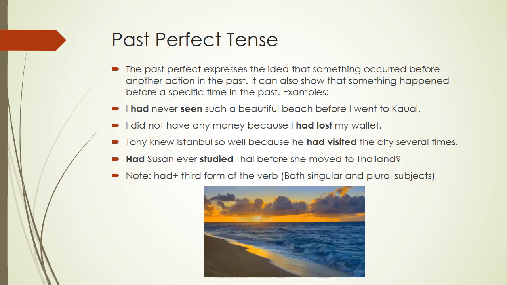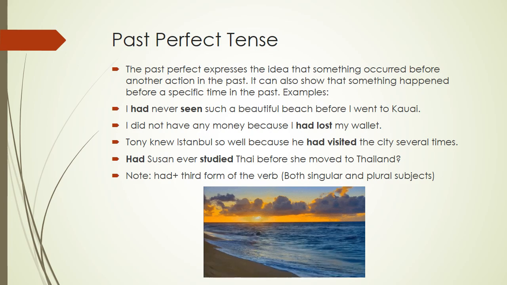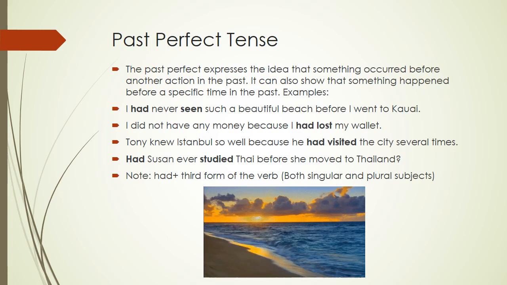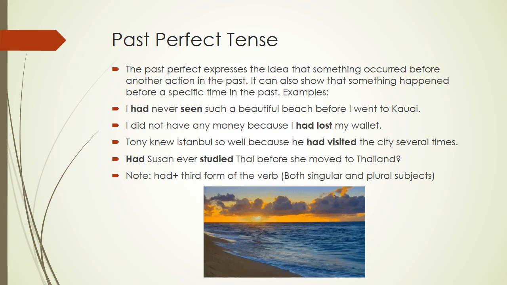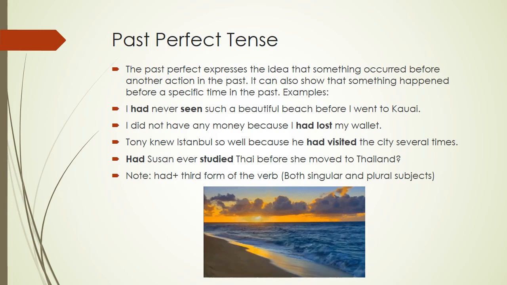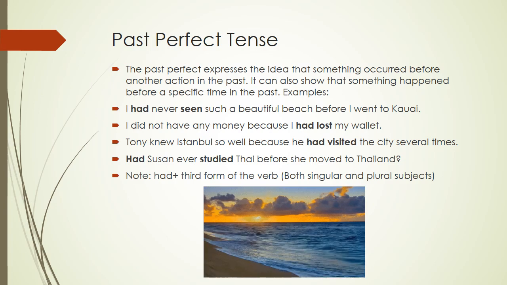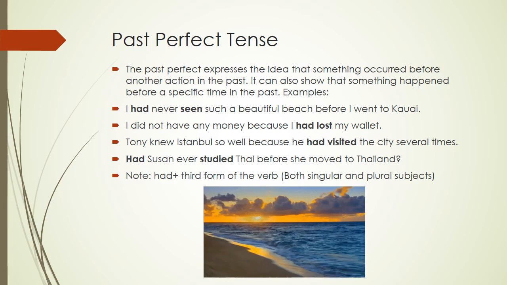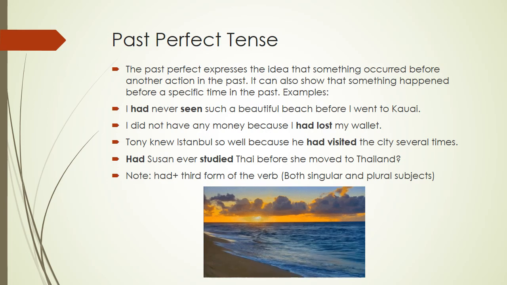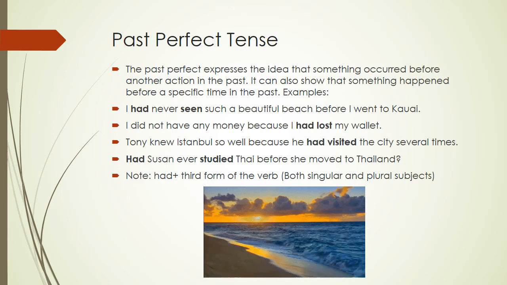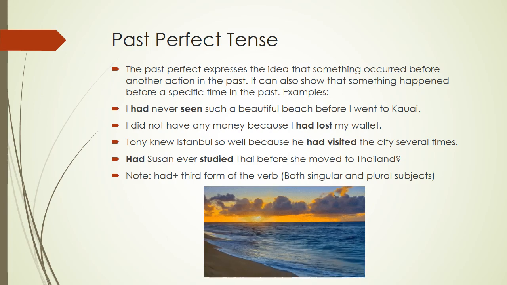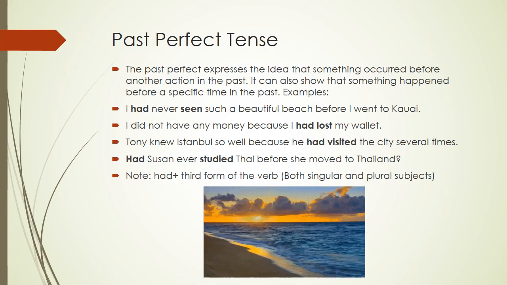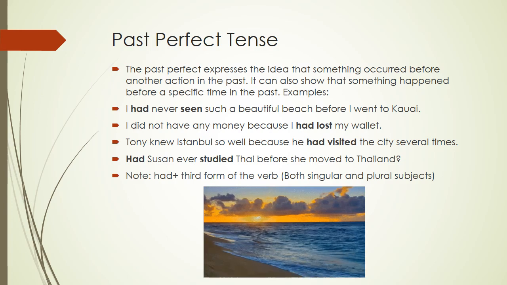I did not have any money because I had lost my wallet. So if you look at it, had never seen, had lost, had visited. Had Suzanne ever studied Thai before she moved to Thailand? So had plus third form of the verb, children, be it singular or plural. So something that has occurred before another action in the past. That is what your past perfect tense is all about.